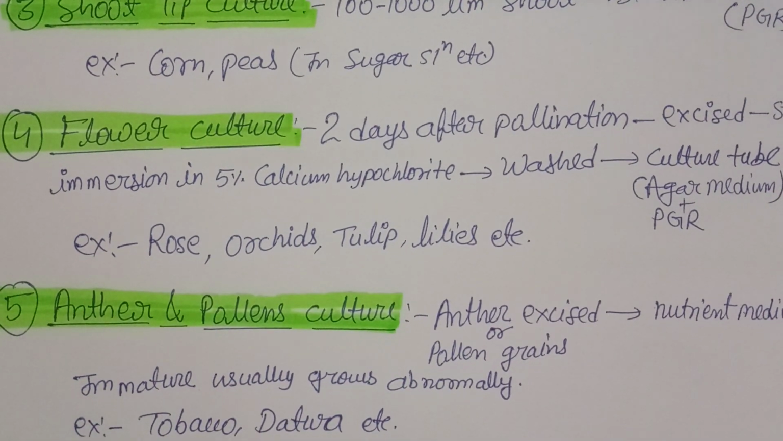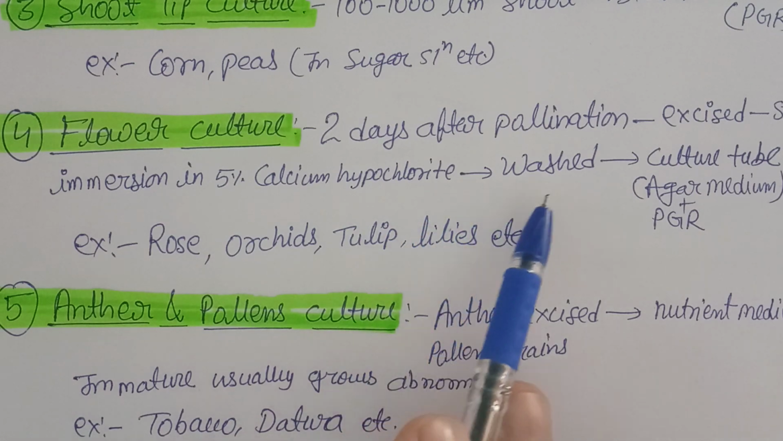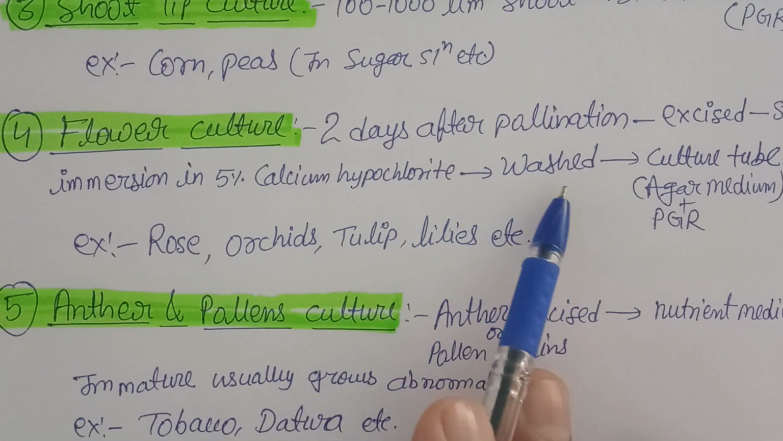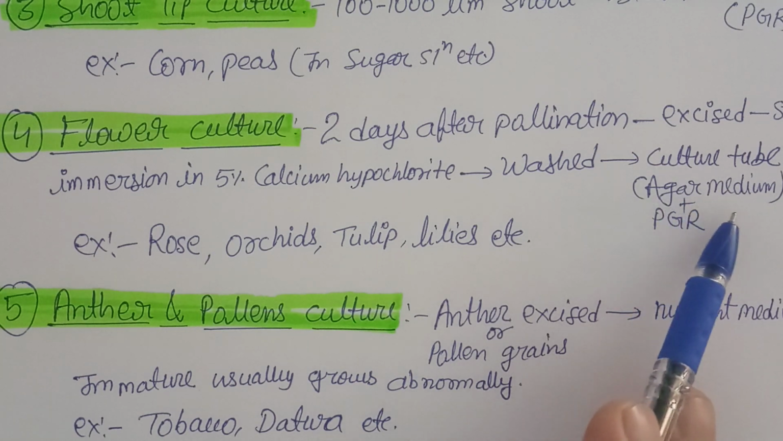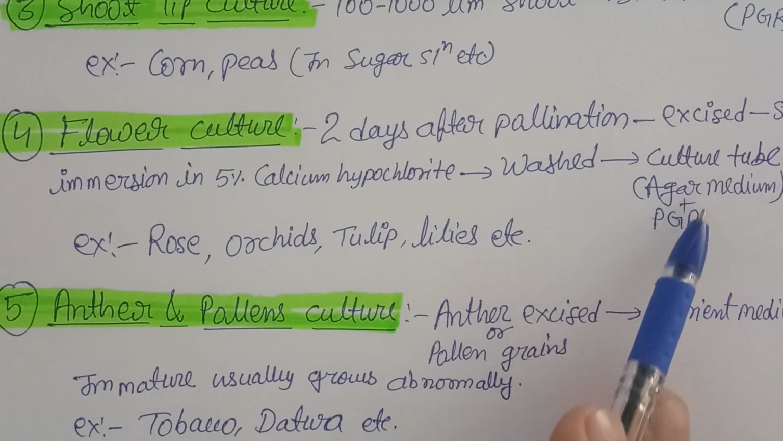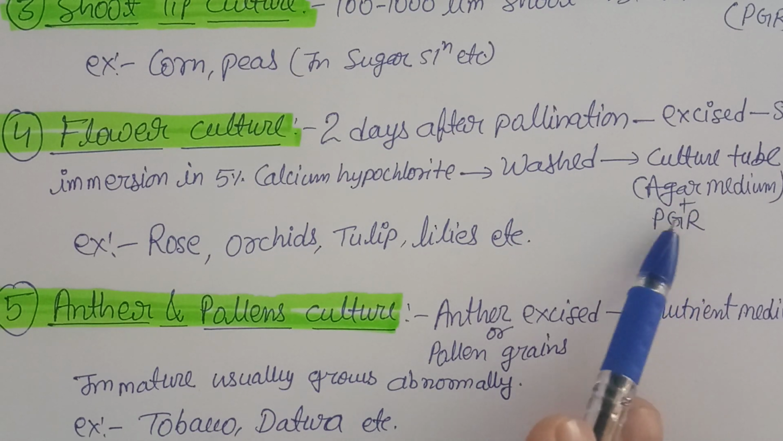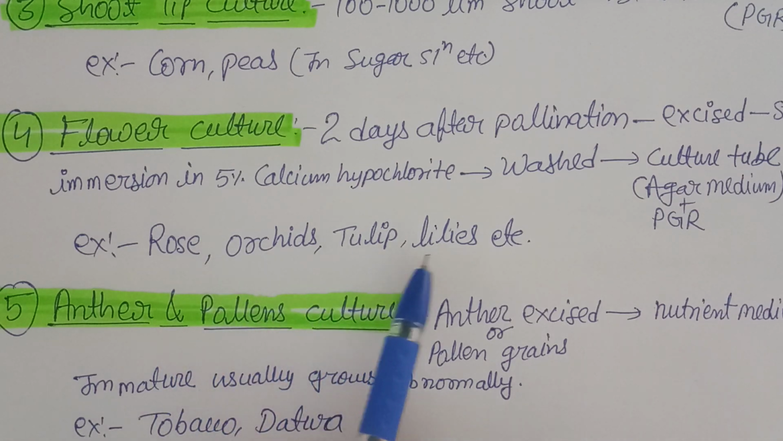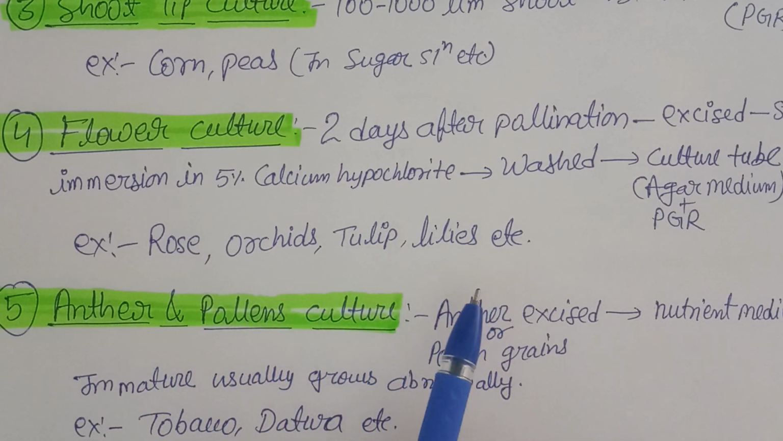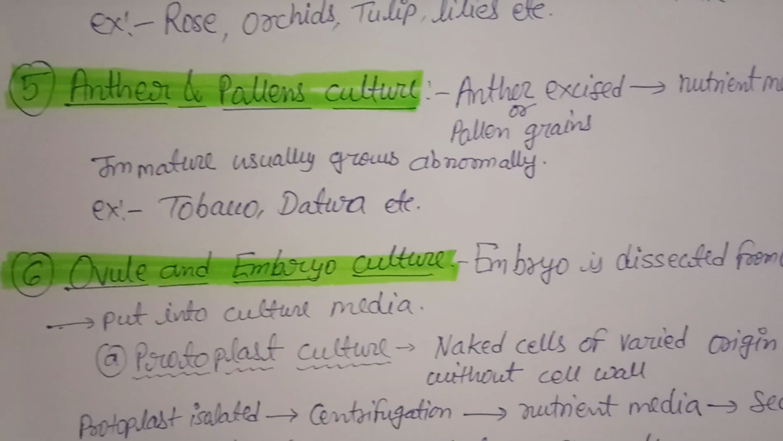by immersion in 5% calcium hypochlorite, right? That we do, then again we wash with distilled water and place them into culture tubes with agar medium; in that culture tube there will be agar medium and plant growth regulator simultaneously. This culture we use for rose flowers, orchid flowers, tulips and lilies, and many other flowers can be used for this particular culture. The fifth one is the anther and pollen culture, right?